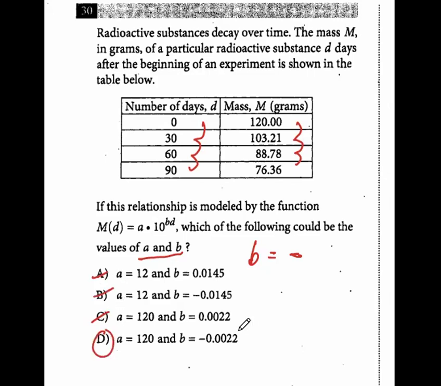And you can also check this using the other values. If you plug in 120 times 10 to the power of negative 0.0022 times, let's just say 90, you'd get a mass of 76 in that case. You can also check using that.